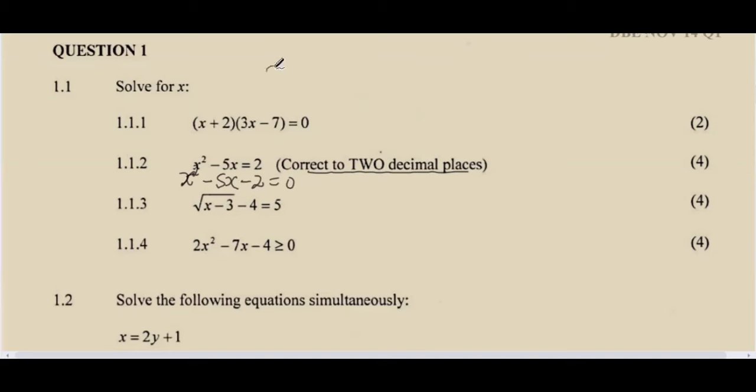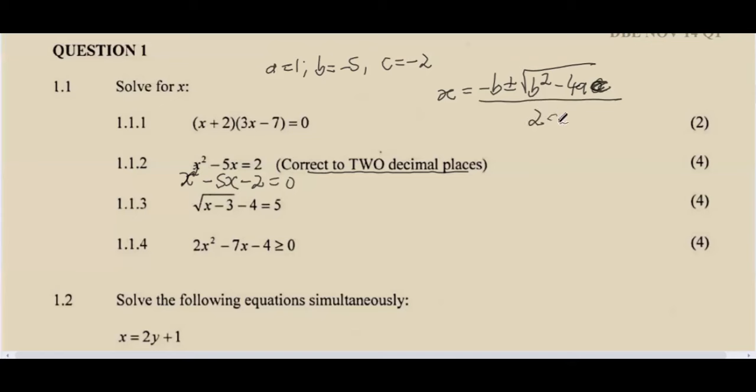So now we can agree that everything is in standard form. So that means our a is equal to 1, and our b is equal to negative 5, and our c is equal to negative 2. Then we go to our formula, which will always be provided in your formula sheet, so you do not have to memorize this, right? So you will write it like that, and then minus 4ac, and then over 2a, right?